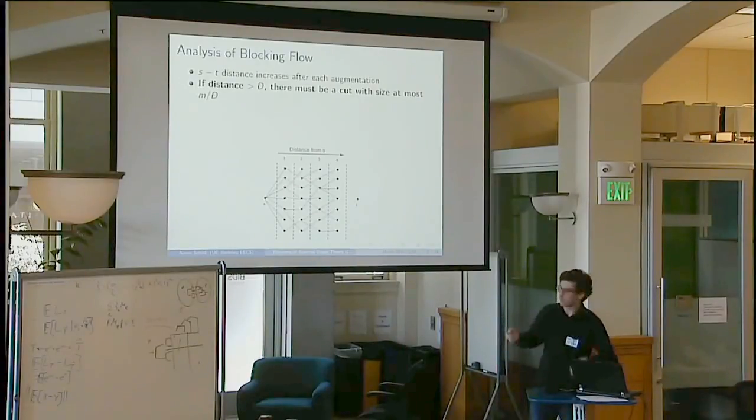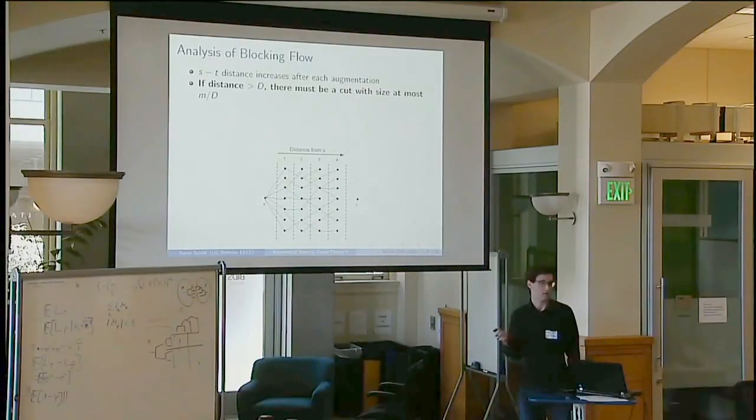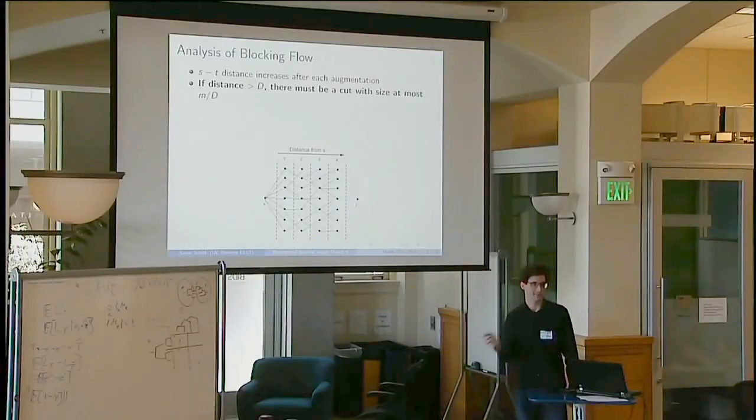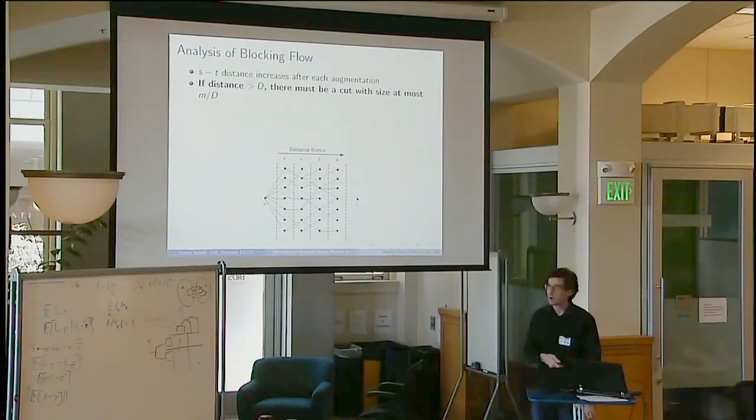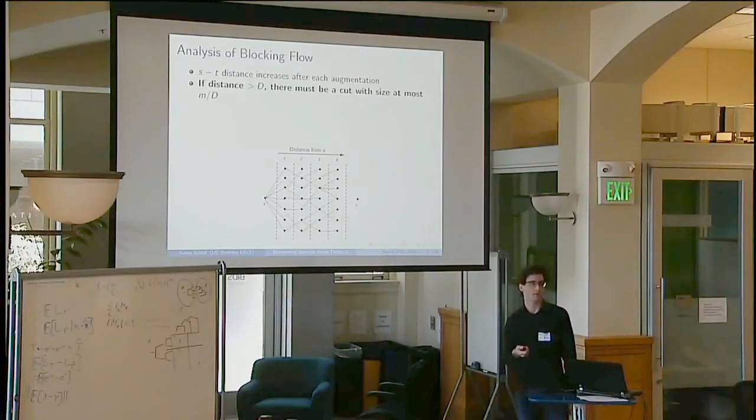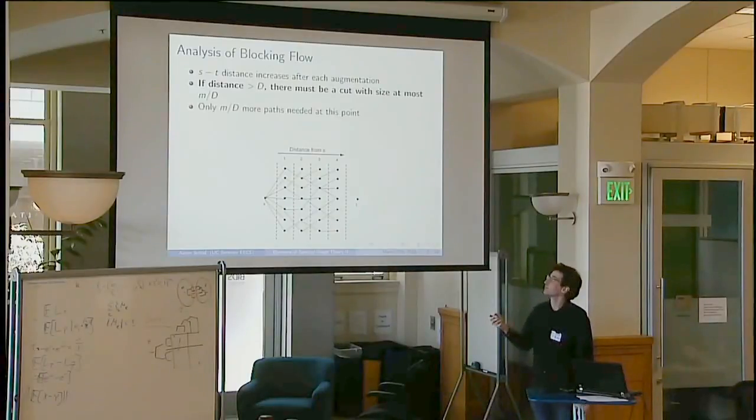And it's not too hard to see this, because what you do is you just lay out the vertices by their distance from S. All of the cuts separating vertices with distance less than i from those greater than i are disjoint. So in particular, one of these cuts is small. One of these cuts must have size at most m over d. That means that the max flow value is at most m over d.